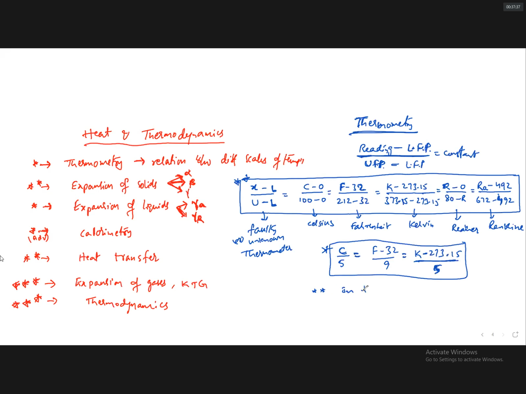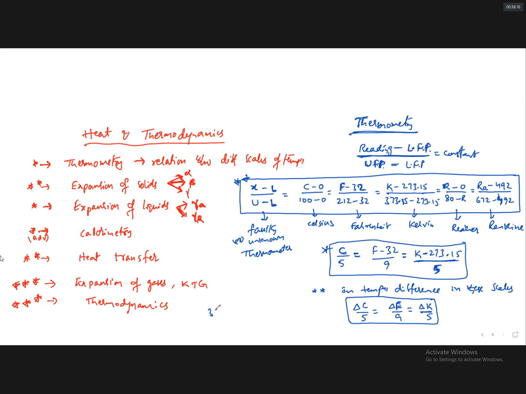And if we consider a temperature difference in these scales, they are generally related as delta C by 5 is equal to delta F by 9 is equal to delta K by 5. From this, we conclude that a 1 degree rise in the Celsius scale is equal to a 1 Kelvin rise.